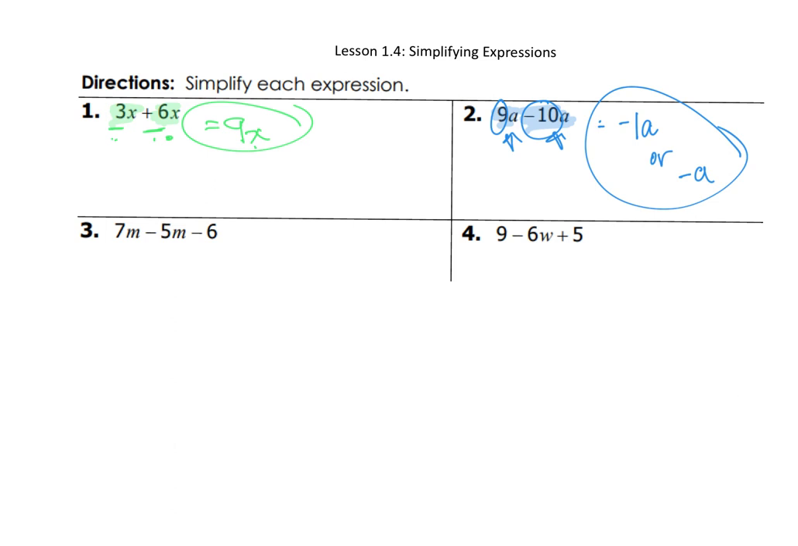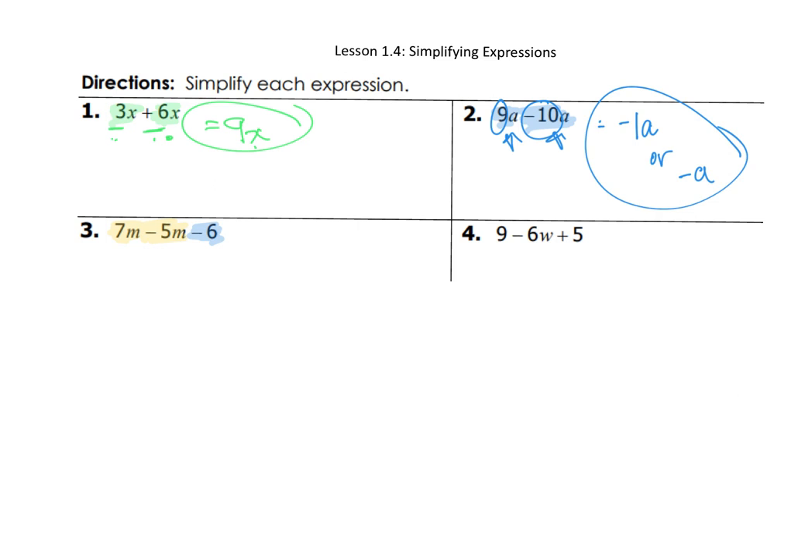Okay, number 3. We have 7m minus 5m minus 6. Now, not all of these are like terms because not all of them have the m that comes after the big number. My like terms are 7m can go with the -5m, but -6, I'm going to show it in a different color, is not a like term to 7m and 5m because it doesn't have the m.